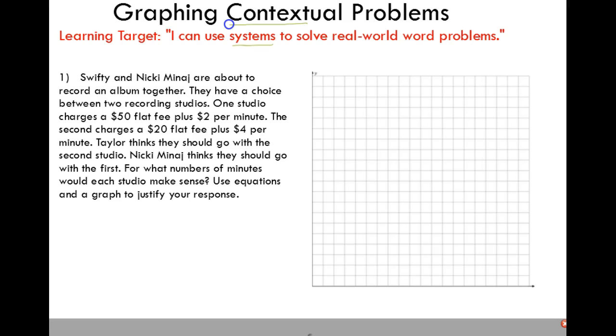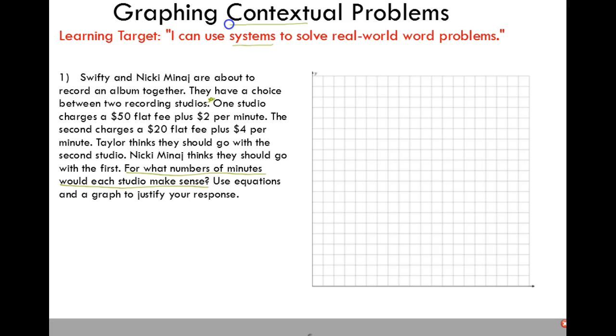So that question there, for what numbers of minutes would each studio make sense? That's kind of what they're asking for here. And what that means is, at a certain point, one will make sense more than the other one. For a certain amount of minutes, one will be more expensive. For another amount of minutes, another one will be more expensive. And we're going to use systems to visually show when it's better to use which one. But first, we need equations. We can't just graph based on feeling. So the two lines are going to be the two studios.